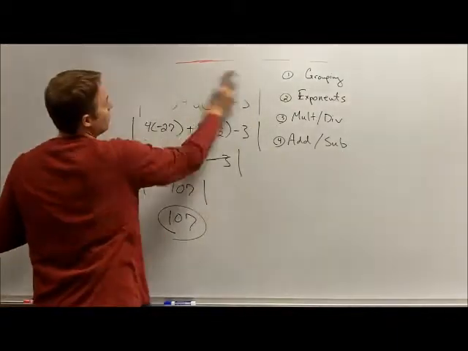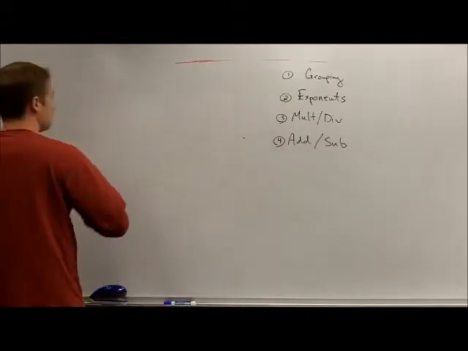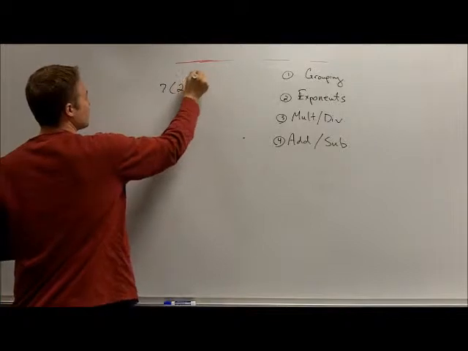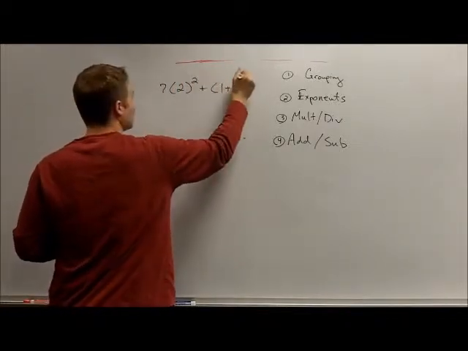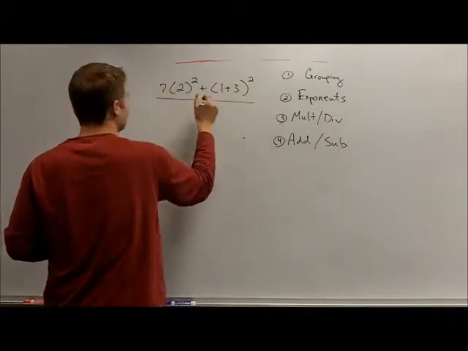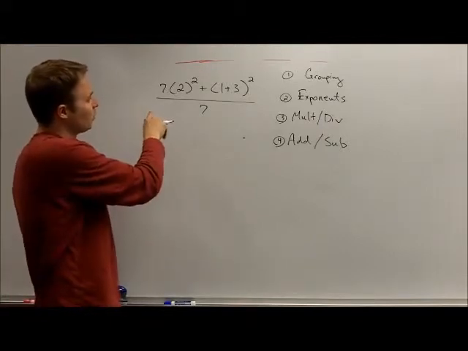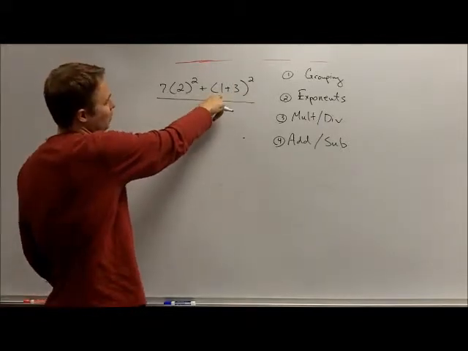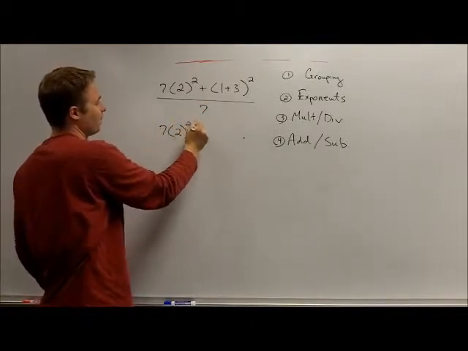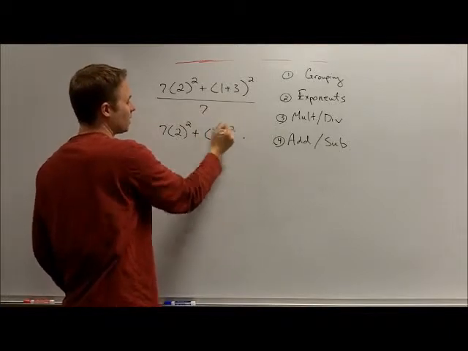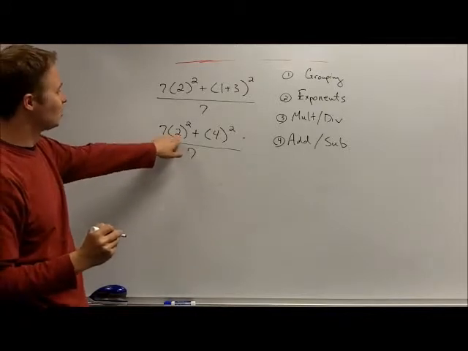I have one more. Let's try. So something like this: 7 times 2 squared plus (1 plus 3) squared, all over 7. Now in this case I'm going to take care of my grouping first. So I have a grouping right here of 1 plus 3. So we'll go ahead and take care of that. Again, the more comfortable you get with these, the more steps you can do at one time. Because the next step I'm going to do is the exponent.